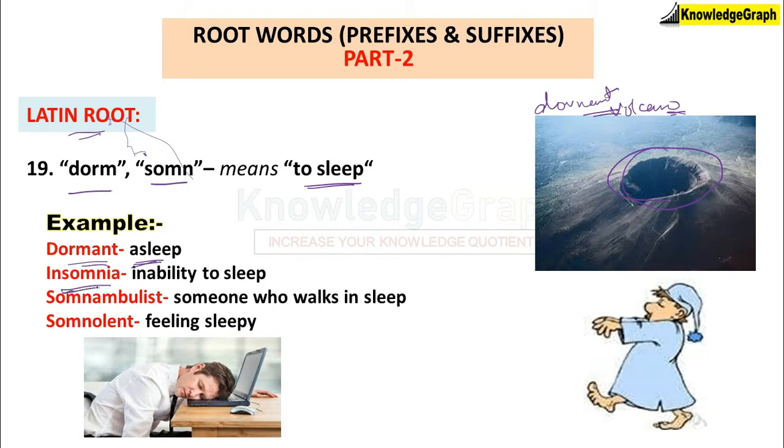Next you have insomnia. Someone who does not get sleep easily, or someone who has difficulty in sleeping is basically called an insomniac. So insomnia is the inability to sleep, someone who is not able to sleep easily. Then you have another word, somnambulist. So someone who walks in sleep. Someone who walks in sleep is known as a somnambulist. Then is somnolent. Someone who's feeling sleepy all the time, that feeling is called somnolent.